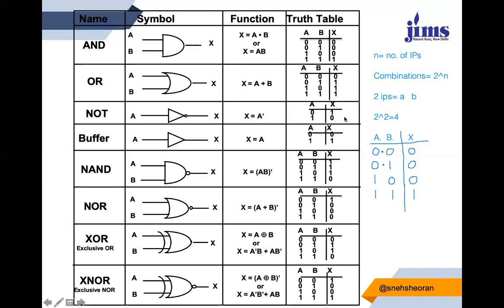So with respect to NOT gate, n is equal to 1, therefore combination is 2 raised to power 1 is equal to 2. So here in the truth table, you have only two states, which is A can be 0 or A can be 1. Now output is x. Now this x is going to be the complement of A. So if A was 0, output is going to be 1. And if A is 1, the output is going to be 0.